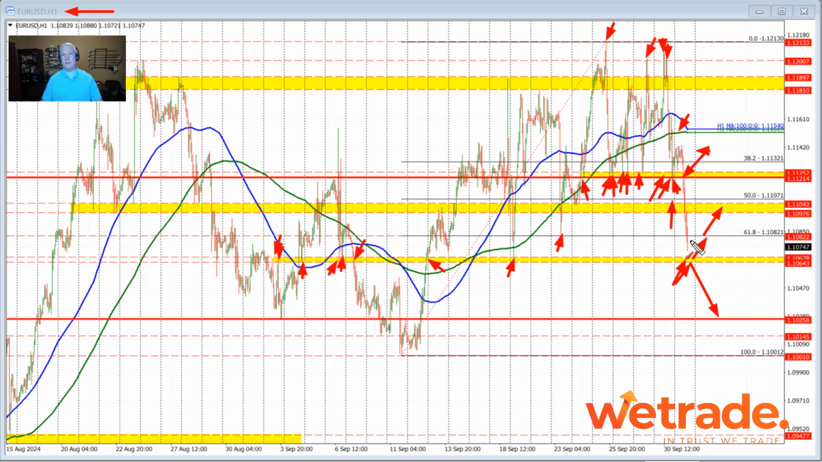On the top side, if we start to see more momentum above the 61.8% retracement, look for this level area right here to hold resistance. Let's take a look at the dollar versus yen next.